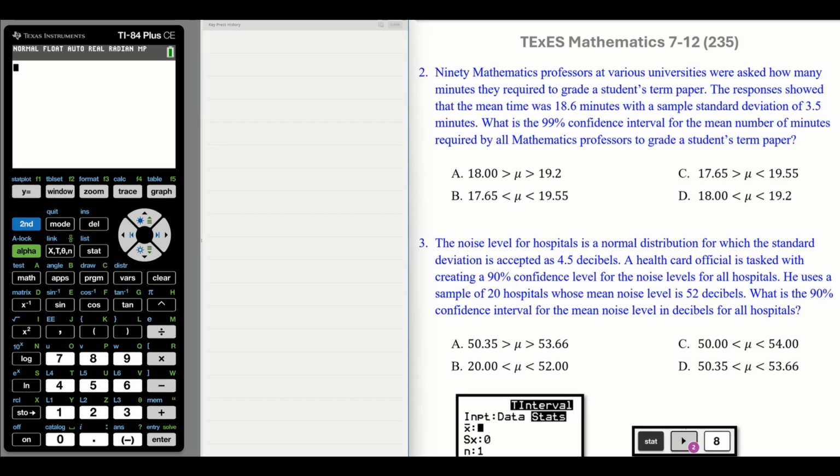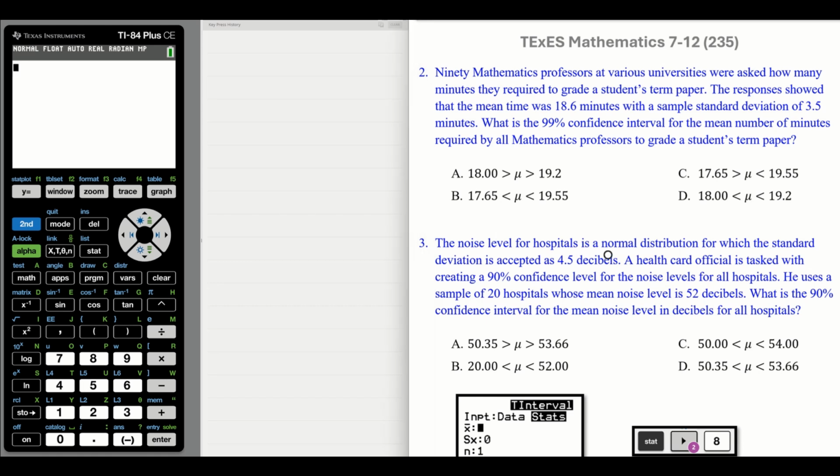Number 2, 90 mathematics professors at various universities were asked how many minutes they required to grade a student's term paper. The responses showed that the mean time was 18.6 minutes with a sample standard deviation of 3.5 minutes. What is the 99% confidence level for the mean number of minutes required by all mathematics professors to grade a student's term paper?